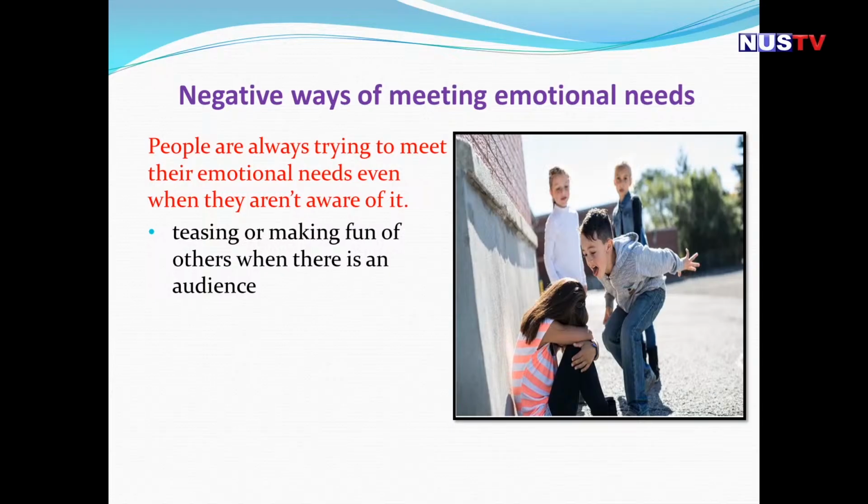A person who is mentally healthy looks for healthy and positive ways to satisfy their emotional needs. To fulfill the need to love and be loved, a person might adopt a homeless animal like a cat or dog and take care of it.